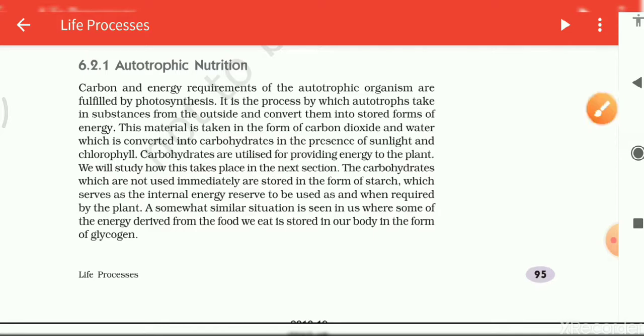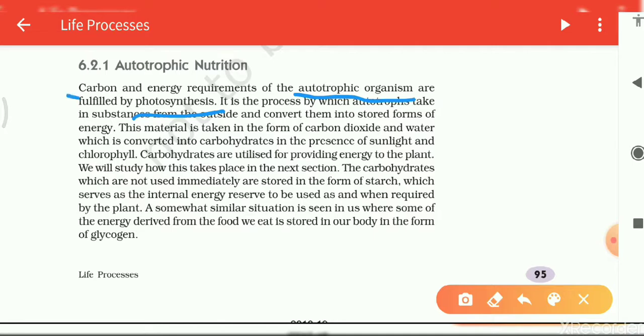Students, you will see here autotrophic organisms can make their own food with the help of carbon dioxide and water. But they need a process, that is called the photosynthesis process. Autotrophic organisms need carbon and energy. How? With the help of photosynthesis.